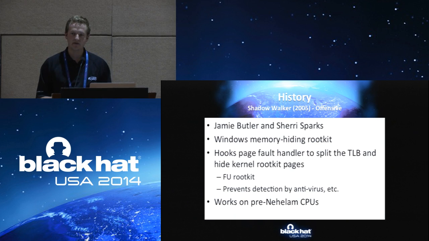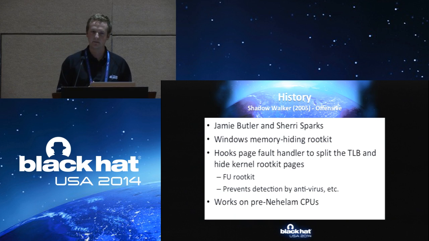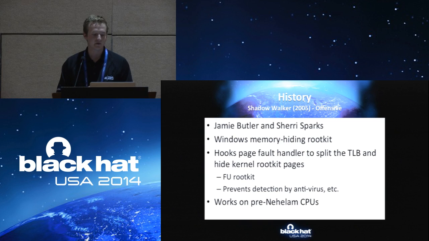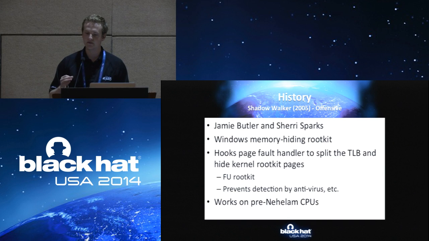Jumping ahead 5 years and swinging from a defensive capability to an offensive capability, Jamie Butler and Sherry Sparks came out with the Shadow Walker rootkit. Pretty well known. I'm guessing probably some of you have heard of it. It was a memory hiding rootkit. So rather than just denying access to, say, an instruction fetch versus data fetch, it actually pointed where the memory was accessed to different locations.